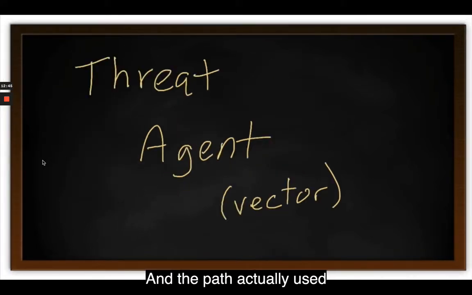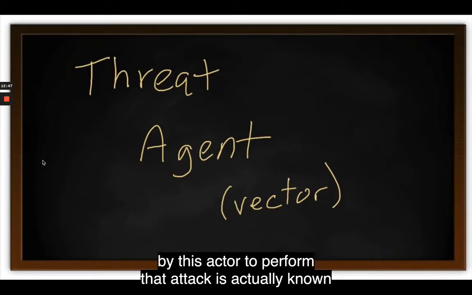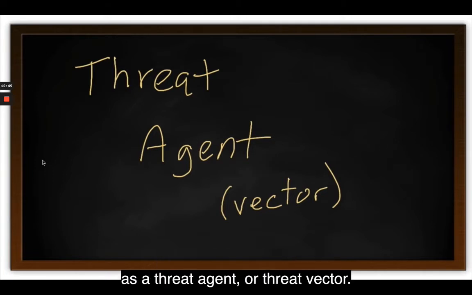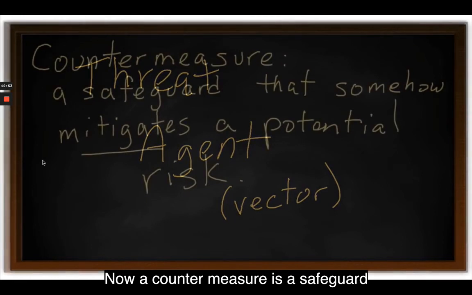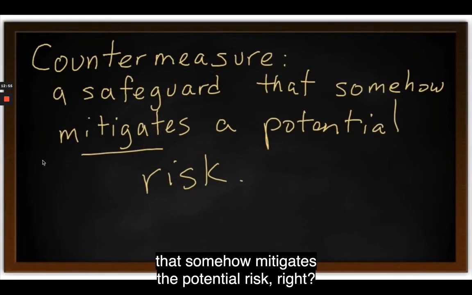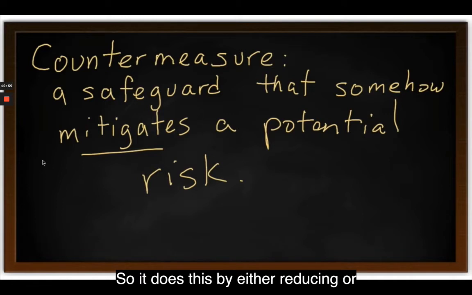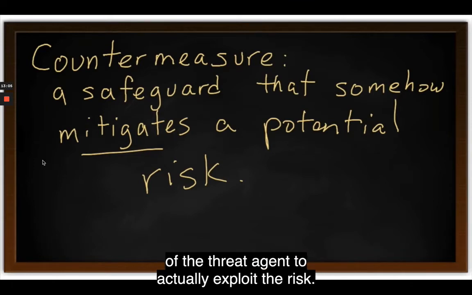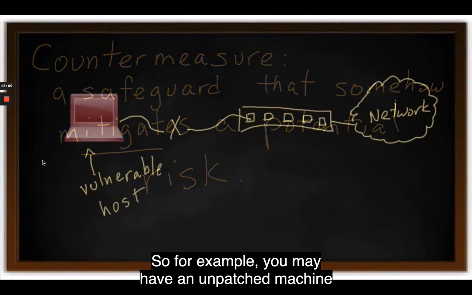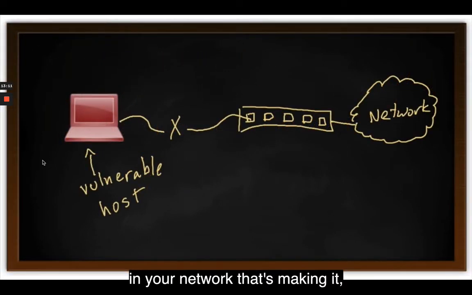And the path actually used by this actor to perform the attack is actually known as a threat agent or threat vector. Now, a countermeasure is a safeguard that somehow mitigates the potential risk, right? So it does this by either reducing or eliminating the vulnerability, or at least reducing the likelihood of the threat agent to actually exploit the risk. So, for example, you may have an unpatched machine in your network that makes it highly vulnerable.